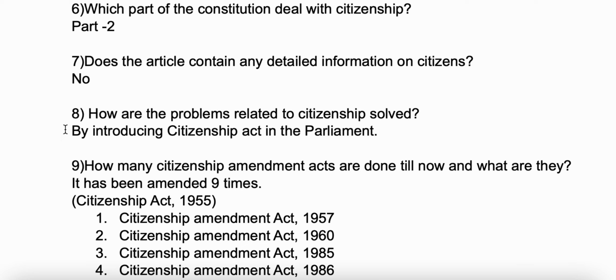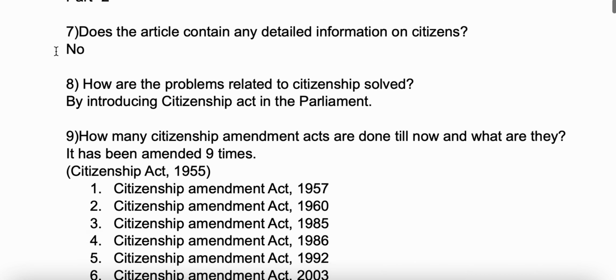Seventh question, do the articles contain any detailed information on citizens? No. Why? Because the Citizenship Acts change frequently, so this information regarding citizens will change. Only citizenship is mentioned, but who will be the citizens and what are the provisions to be an Indian citizen, all these are mentioned in the Citizenship Amendment Acts. So the articles don't contain detailed information on citizens. This is about the seventh question.